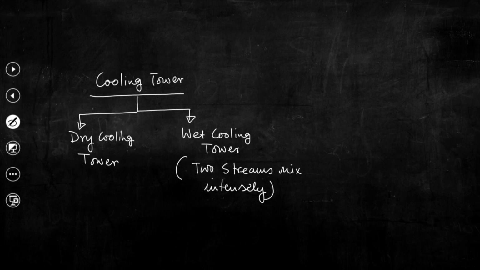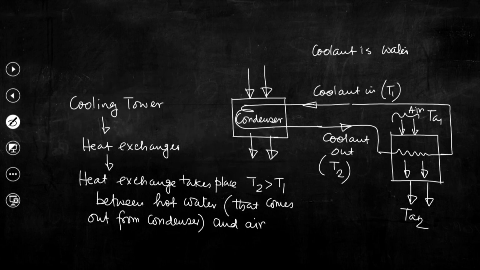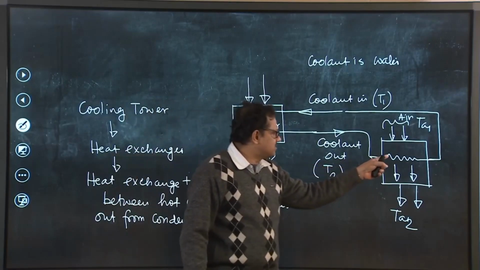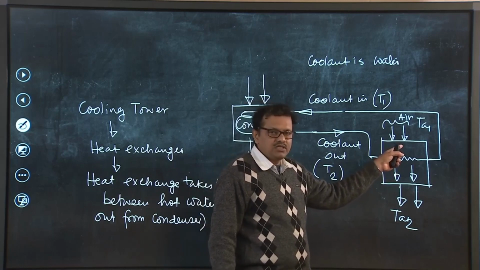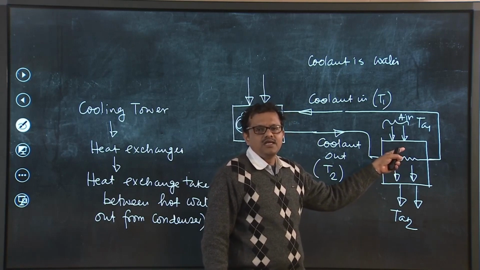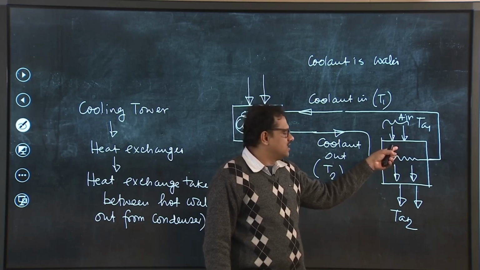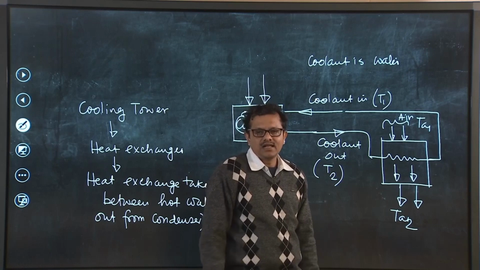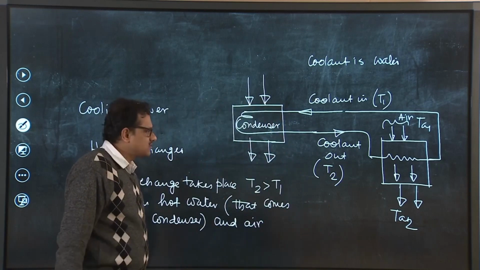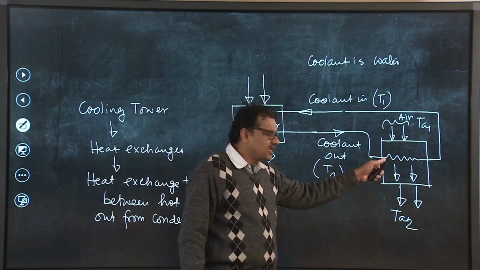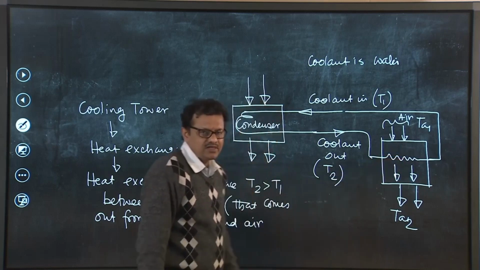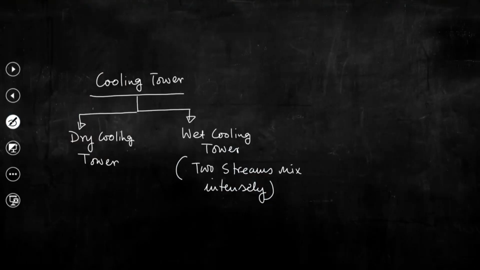So, in a wet cooling tower, two different streams, that is hot water and air, mix together intensely, while in a dry cooling tower, as we have discussed in the context of a condenser, this hot water will flow through the tubes while air stream will flow over the tubes. Now, this air flow is sometimes due to the density difference. In most of the cases, air is allowed to flow by an external agent like a fan. So, whatever is the case, there are two different streams in the dry cooling tower. These two different streams do not mix together. So, this is the difference.